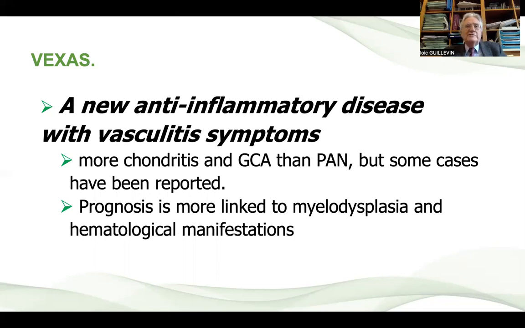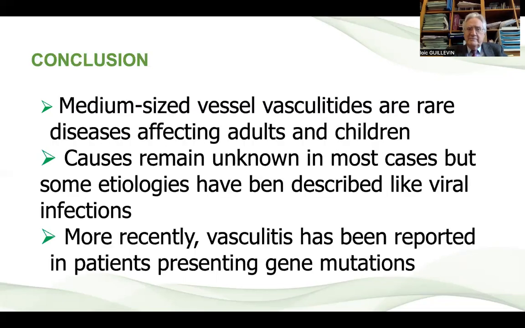asked me to cover the topic of medium-sized vasculitis, I said, but it is well known, but in fact, it is not well known. The diseases are rare: Kawasaki adults and children, PN adults and children. The cause remains unknown in most cases, but for the first time, it is with this vasculitis that we have described the responsibility of a virus.